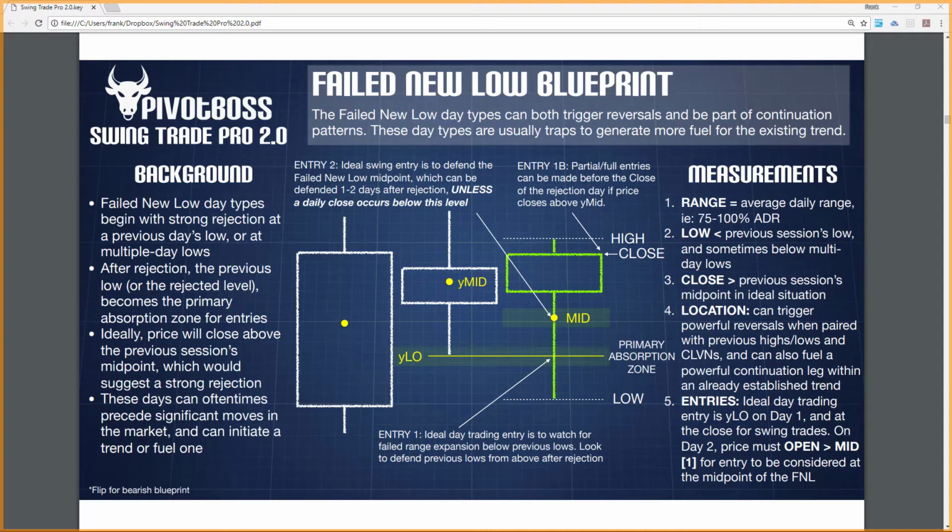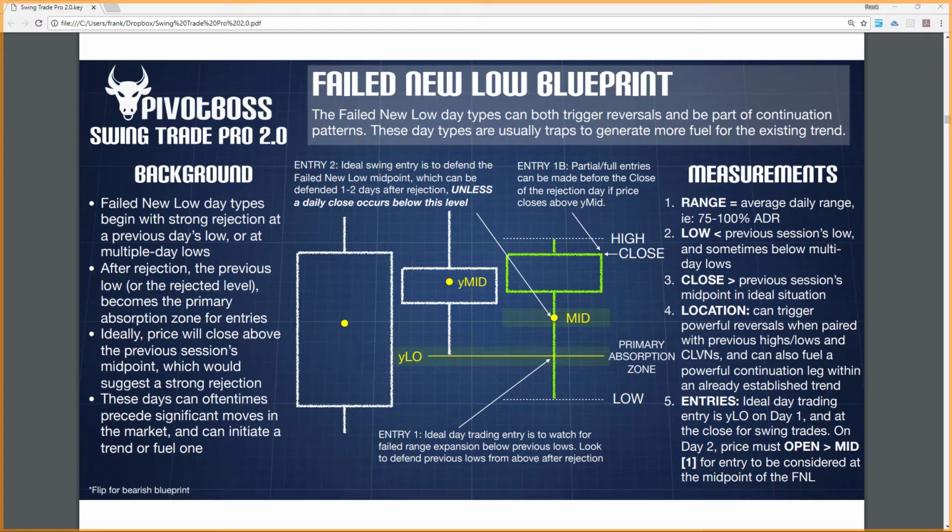Ideally, the current day's price will close above the previous session's midpoint, which would suggest a strong rejection. Again, failed new low here, and then price turns around and closes here, which is above the previous session's midpoint. Again, that is very, very bullish. Because typically speaking, in an uptrending market, price will stay above the previous midpoint. Any failure to do that, whether it's the previous midpoint of the previous week or the previous month, is when there might be a change of bias and a turnaround. So again, the midpoint's very, very important.